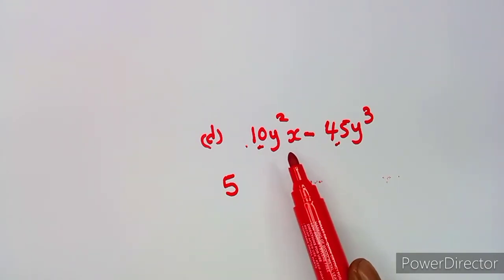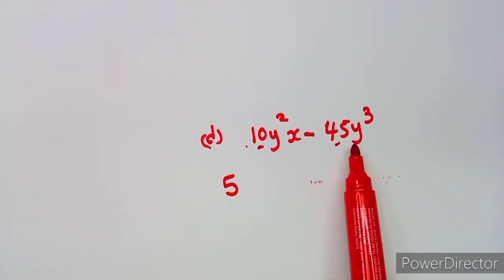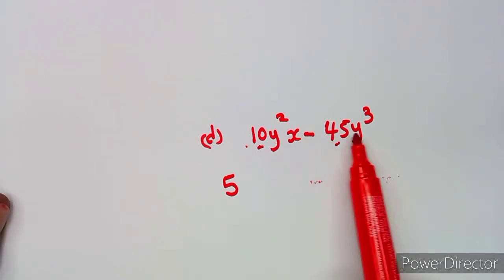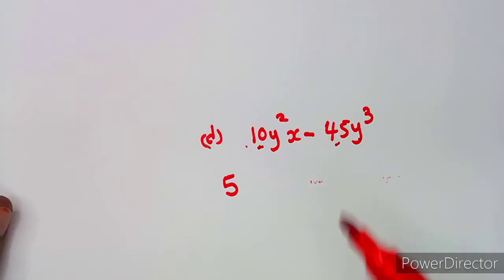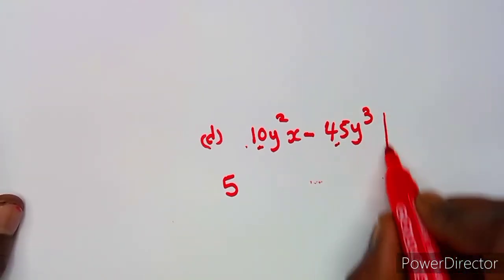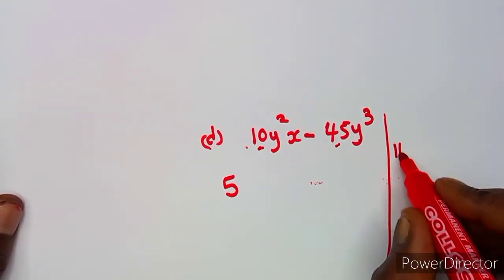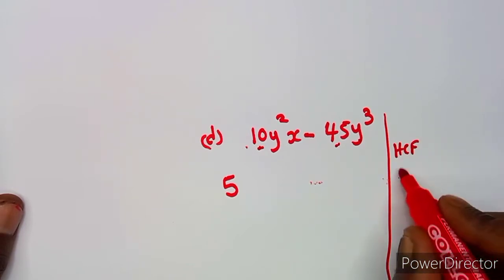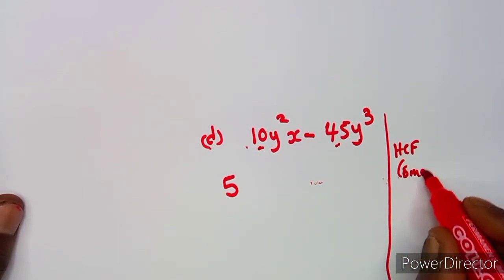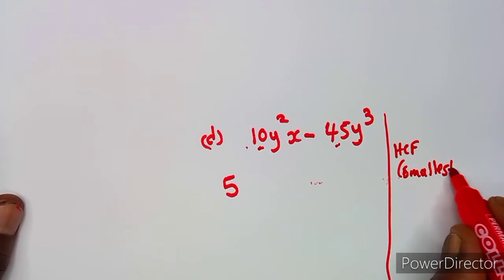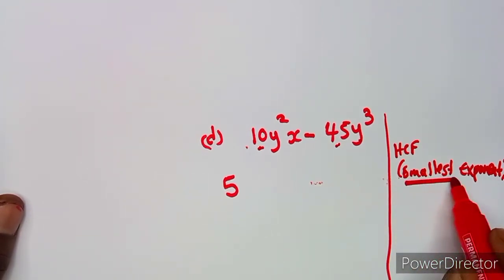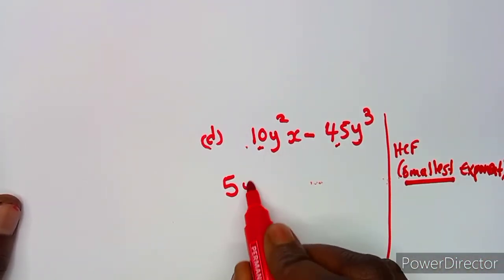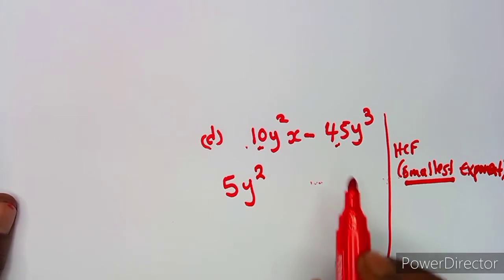Is y common? Because a common factor should be found between these two numbers. So y is there, also y is there. So how do you take these two? You are going to take the one with the least exponent. So the HCF is the one with the smallest exponent. Whenever you are working with something with exponents, you are going to take the one with the smallest exponent, which is y to the exponent of 2.